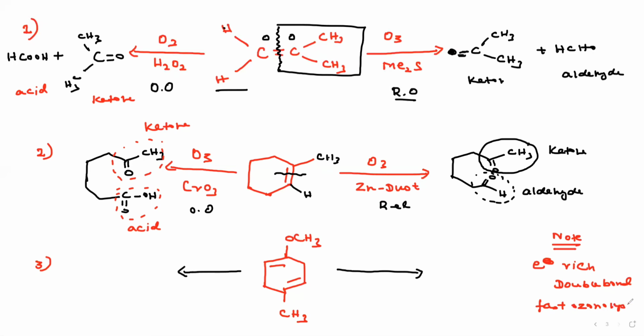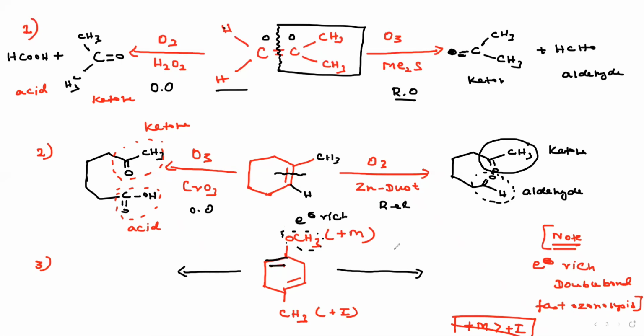Now tell me, which is the more electron-rich double bond? Listen, in the OMe group, what is the OMe group? This is a plus M group, and also a minus I group. Which is more dominant? The mesomeric effect is more dominant compared to inductive, right? Therefore, which is the more electron-rich group? This is the more electron-rich group. Therefore, ozonolysis will take place at this double bond.